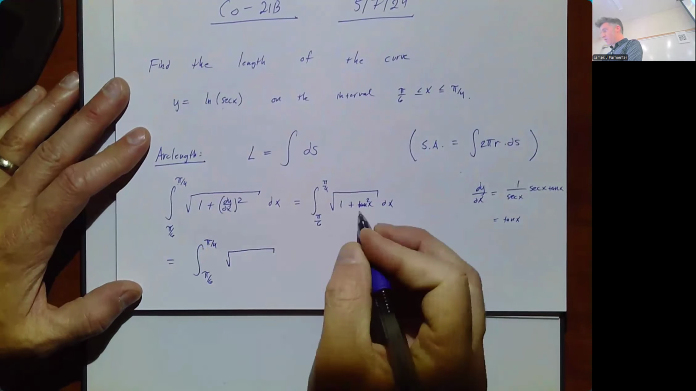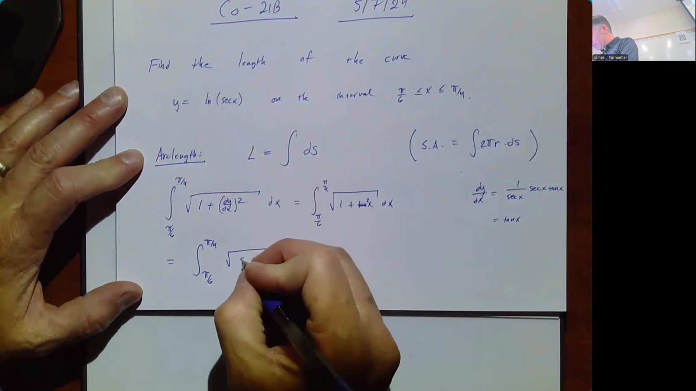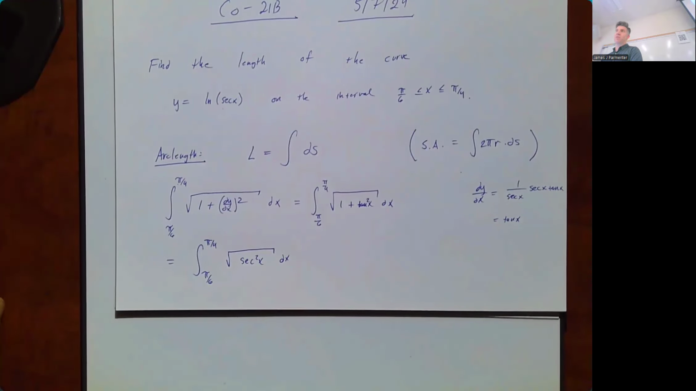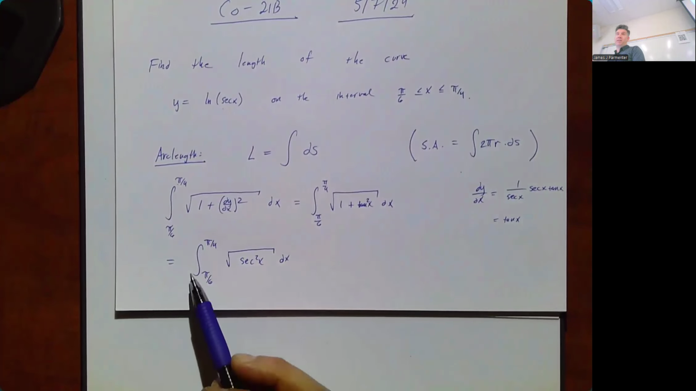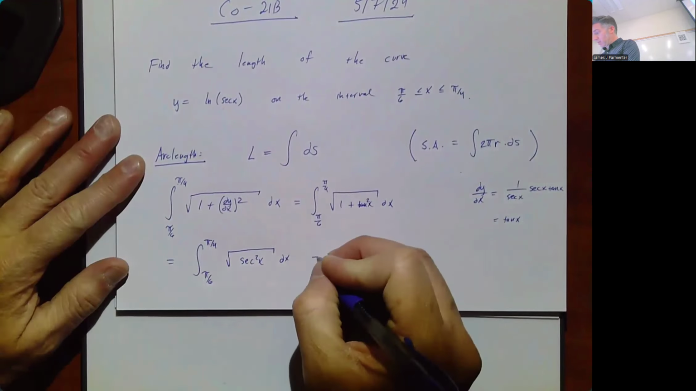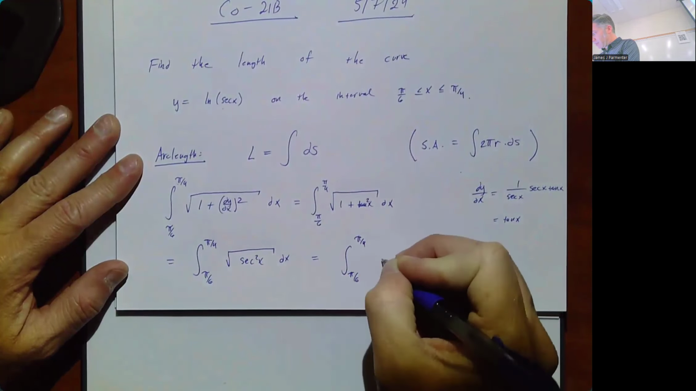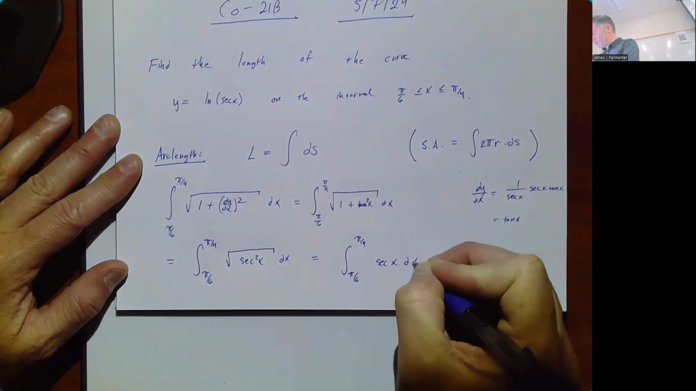The integral of the square root of 1 plus tangent squared becomes secant squared x. How convenient is that? The square root of secant squared is just secant. I should actually say the square root of secant squared is the absolute value of secant, just like the square root of x squared is the absolute value of x. But here, since we're in the first quadrant between pi over 6 and pi over 4, we know that all trig functions have positive values. So we're just going to say it's secant, not the absolute value of secant. So we're going to get the integral from pi over 6 to pi over 4 of secant of x.